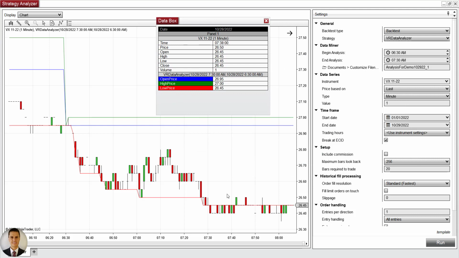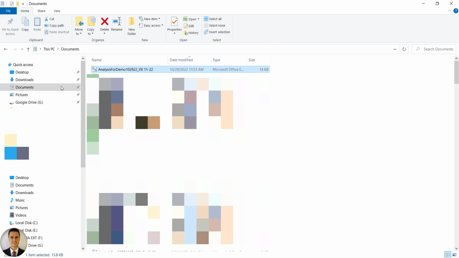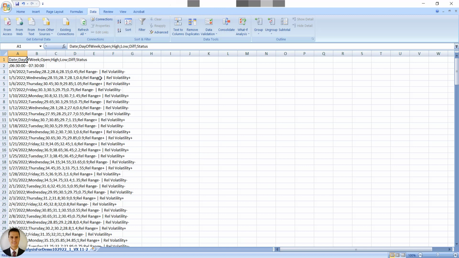So let's take a look at what it's done. In the documents folder, I'm going to go there, and it's going to load the CSV file. Once I load it here, it's going to open up automatically in Microsoft Excel. I particularly don't like doing an analysis in Excel. I prefer Google Sheets. That's just my way of doing it.